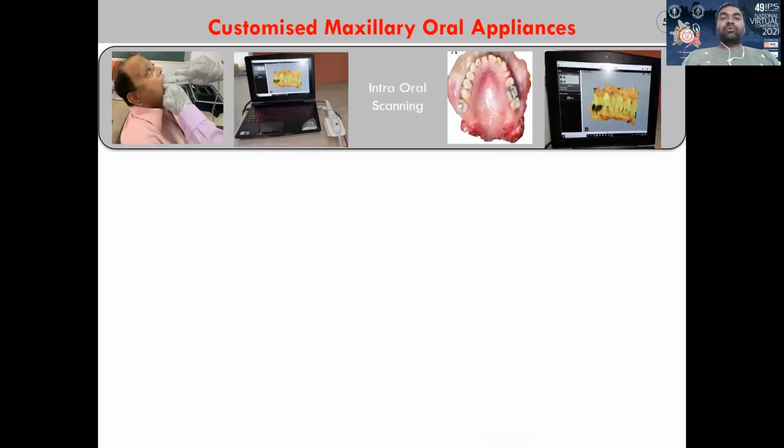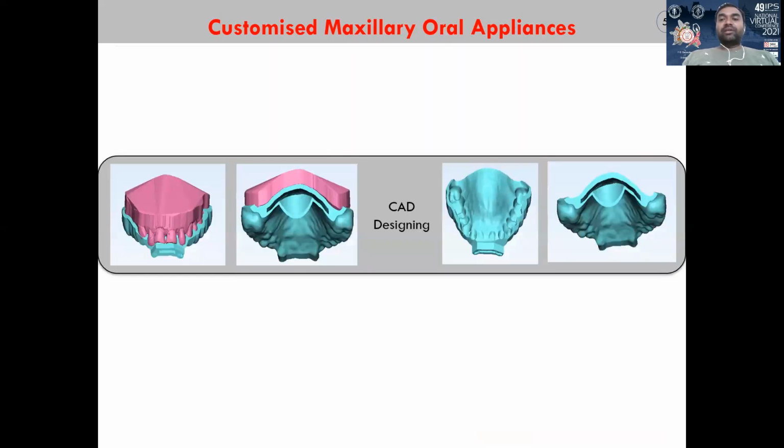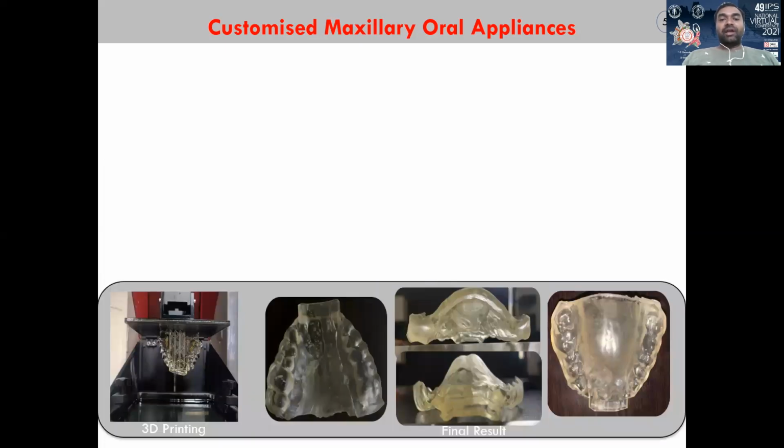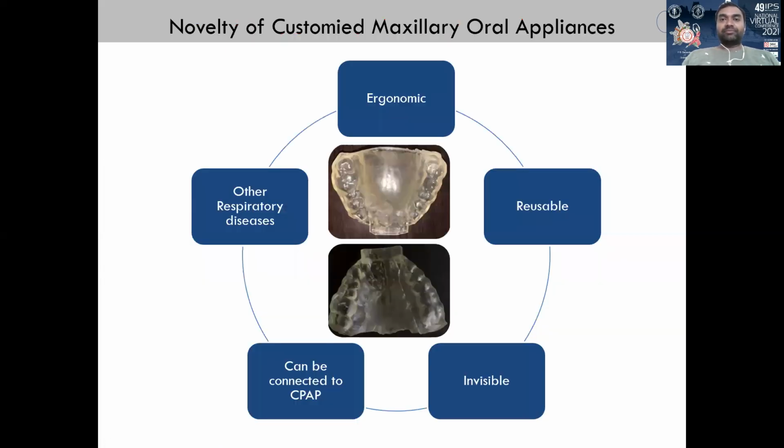Customized maxillary oral appliance can be fabricated by making an intraoral scan. They get the STL file. Then a CAD/CAM design of the model can be done of the plate with a hollow vent and posterior tongue bulge which will hold the tongue, and it can directly be 3D printed.